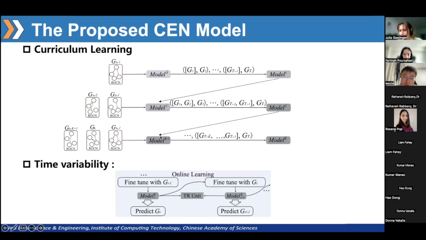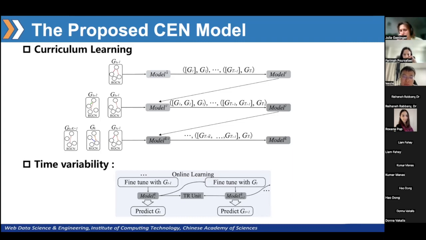We stop increasing the length of the historical sequence when the MRR metric decreases on the validation set, or when the length of the historical sequence equals the maximal length of historical sequence K.